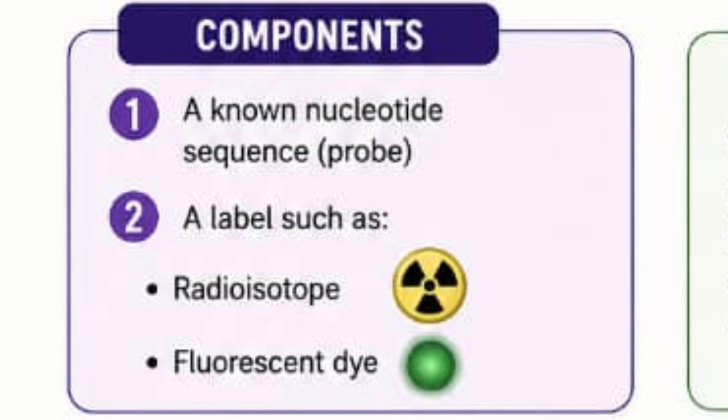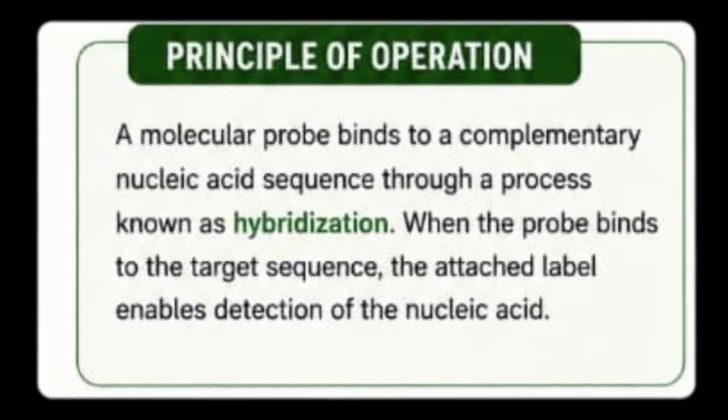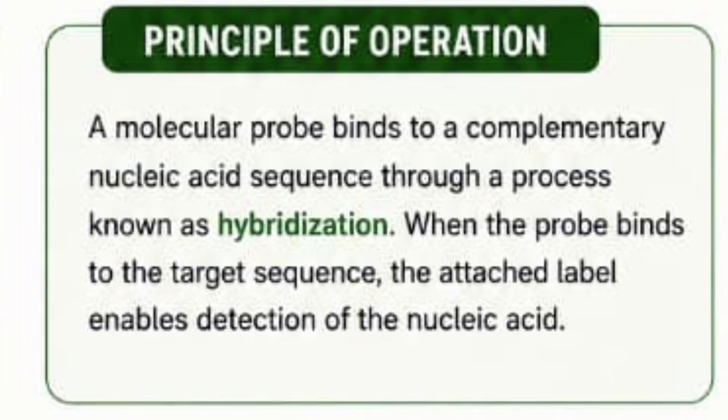So what is the principle of operation? How does it work? A molecular probe binds to a complementary nucleotide sequence through the process of hybridization. So when you inject it into the system, what happens? The probe will bind to a target sequence, and when it binds to a target sequence, the label will enable the detection of a nucleotide. So what are you doing now?